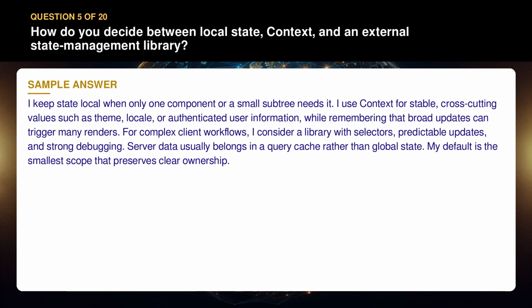can trigger many renders. For complex client workflows, I consider a library with selectors, predictable updates, and strong debugging. Server data usually belongs in a query cache rather than global state. My default is the smallest scope that preserves clear ownership.